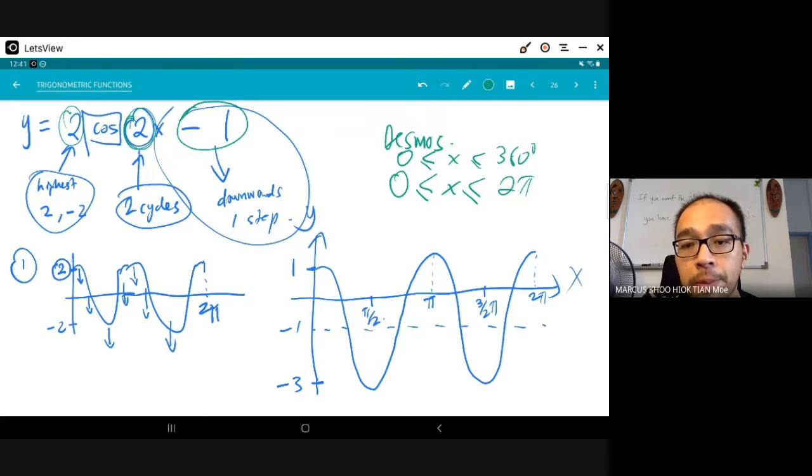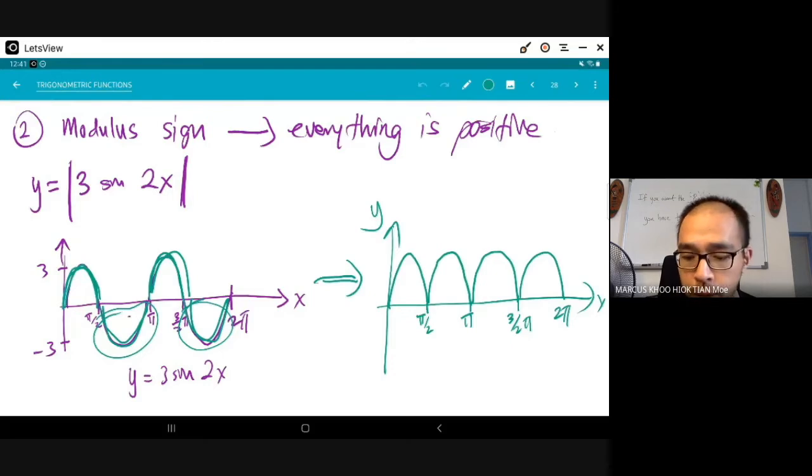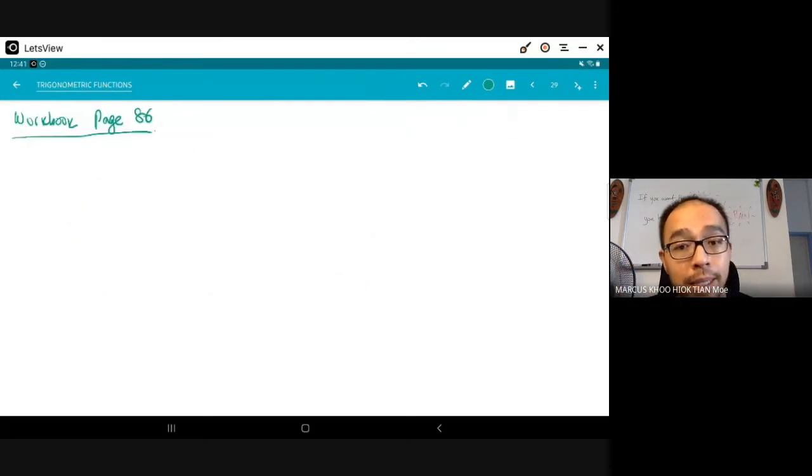Let's go to page 86. Today what we want to do is combine two functions: a trigonometric function, which is the basic one, and another function which can be a straight line or a curve, depending on what the function is. And we want to find the number of solutions.